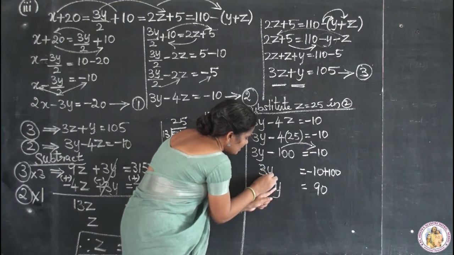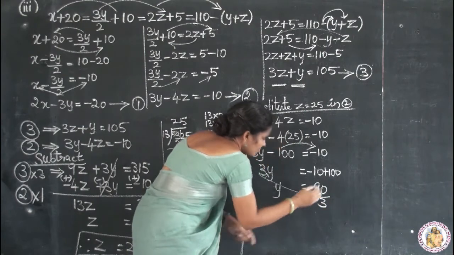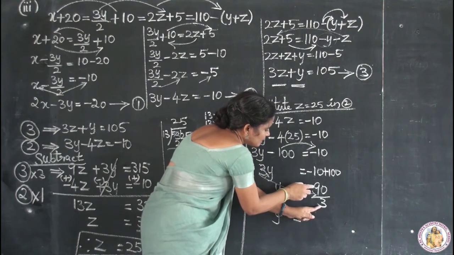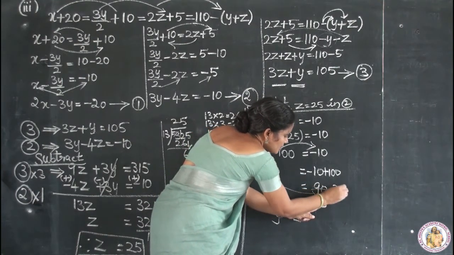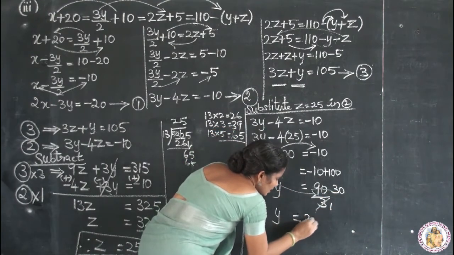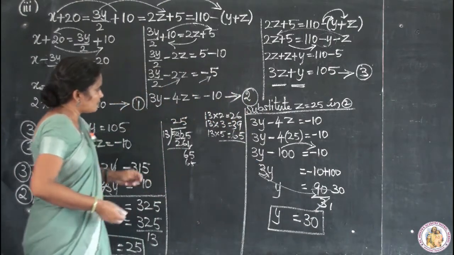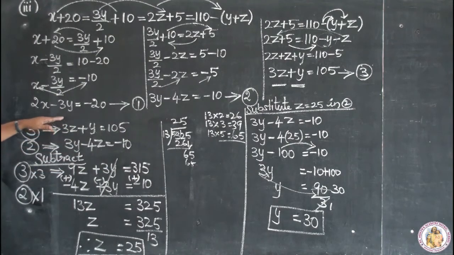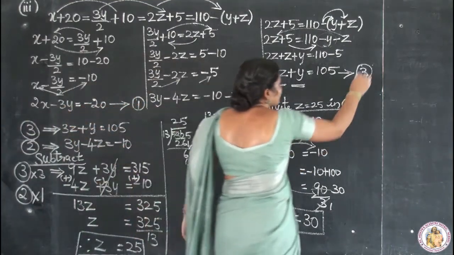And keep y alone. Here 3y, this is a multiplication sign. While it goes to the right side, it goes as division. Okay, and y is equal to 90 divided by 3. 3 nines are 27, so cancel, and add the 0. 3 tens are 30. So y is equal to 30. Now we have found the value of z as well as y. Applying in any one of the equations, either the first, second or third equation, we go with the first equation.